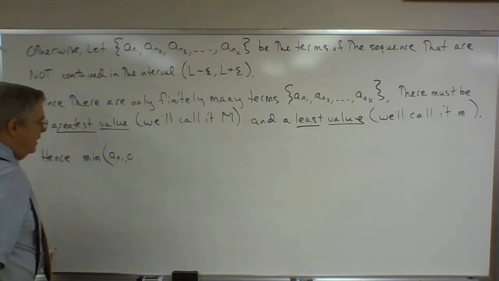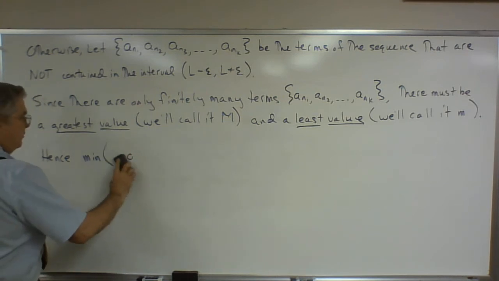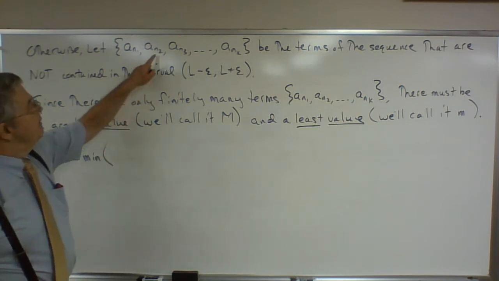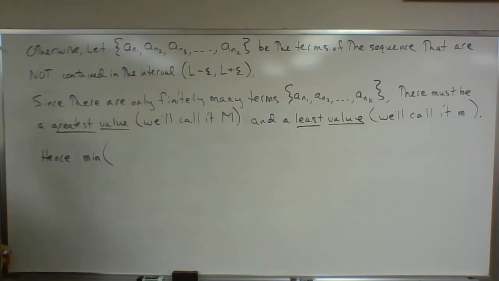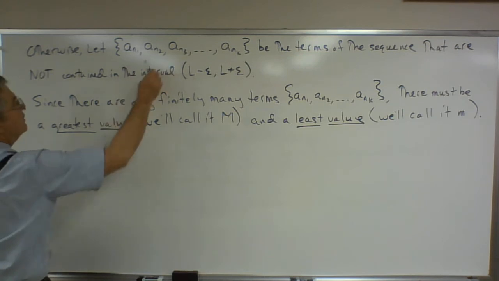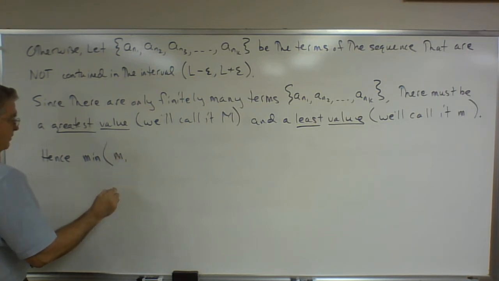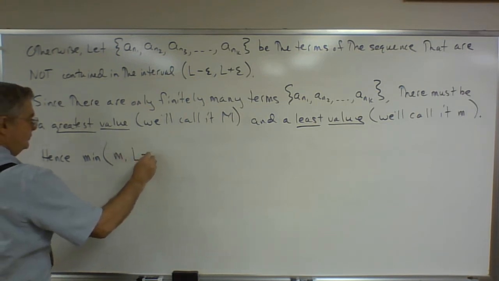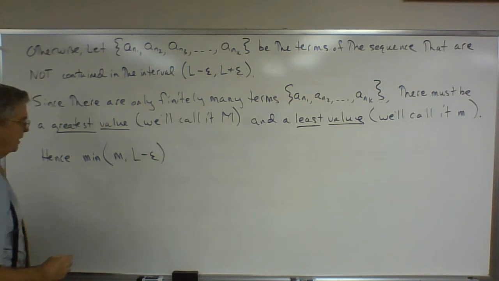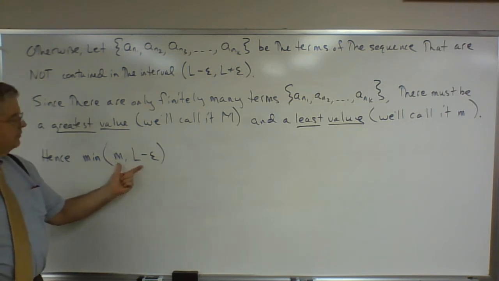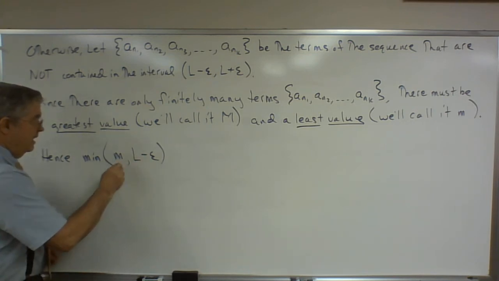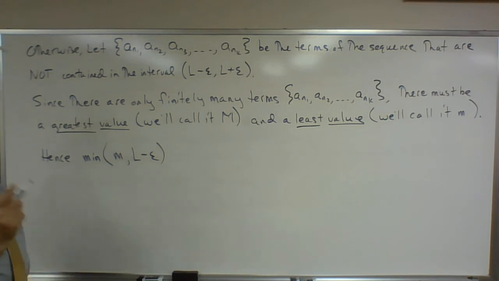Whoops. No, I gave the smallest element in this set a name so that I wouldn't have to list all of these out. So, let's see. M. The smaller of these two values, M and L minus epsilon, is a lower bound for the sequence.